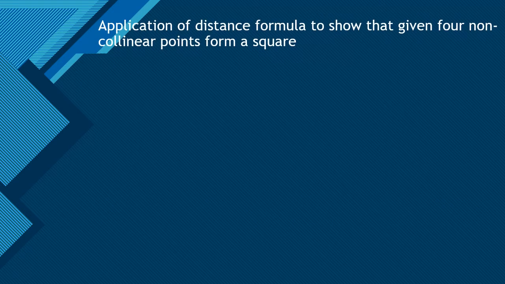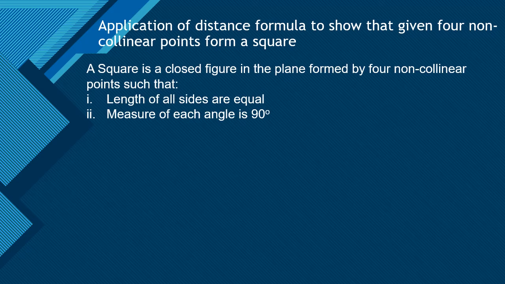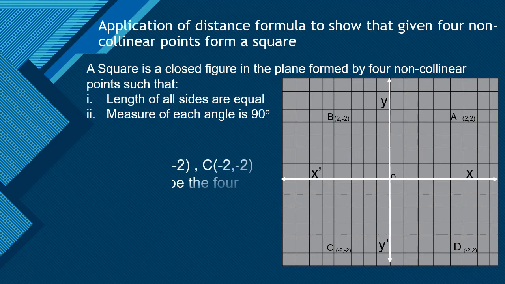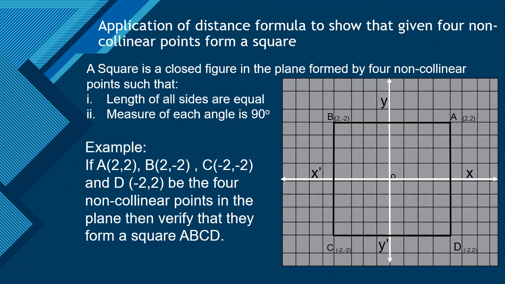So let us see how to apply the distance formula to show that given 4 non-collinear points form a square. First of all, let us see the definition of a square. A square is a closed figure in the plane formed by 4 non-collinear points such that the length of all sides is equal, and secondly, the measure of each angle is 90 degrees. So let us solve an example to understand the concept.